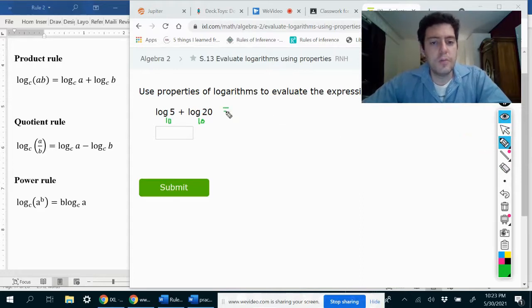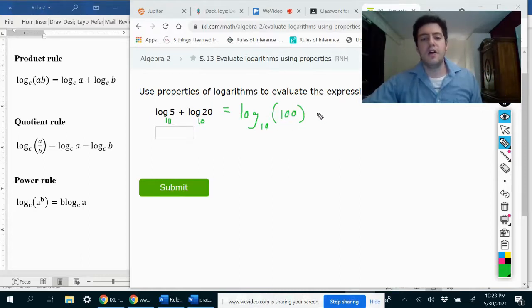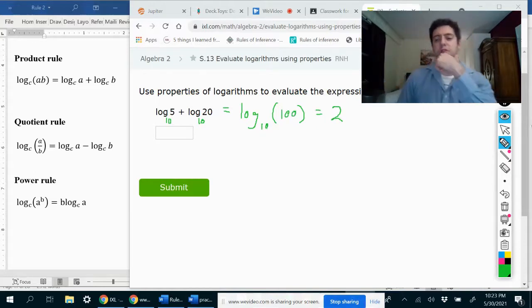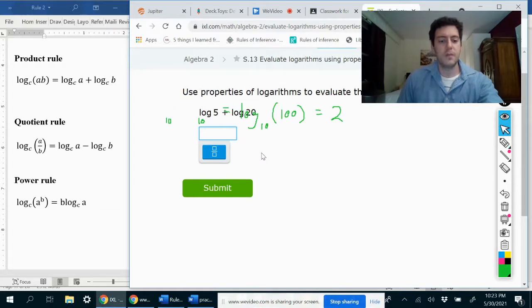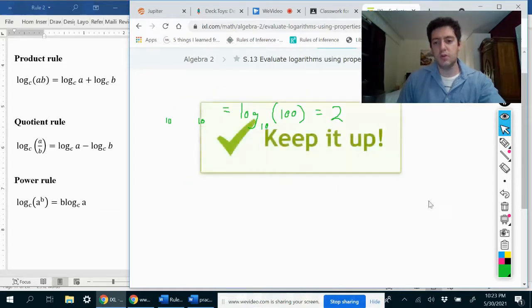But we do see addition again, so we're using the product rule. We're going to have the log base 10 of 5 times 20. Well, 5 times 20 is 100. So what's the log base 10 of 100? That would be 2, because 10 to the second power is equal to 100. 10 times 10 is 100. So our answer here is 2.